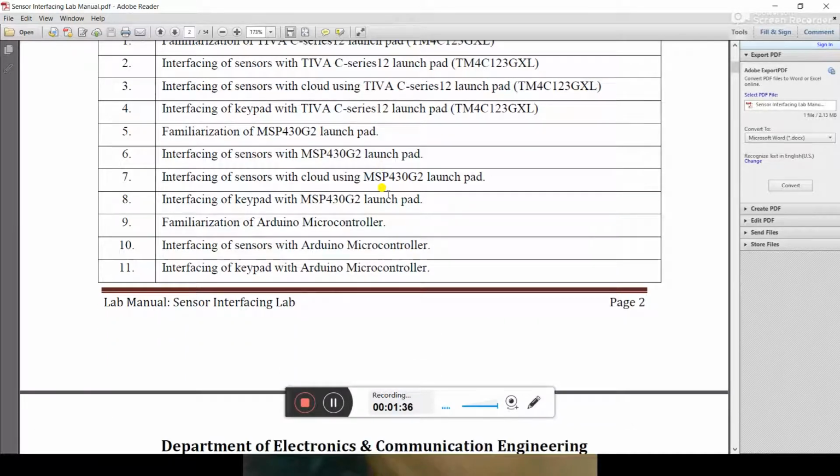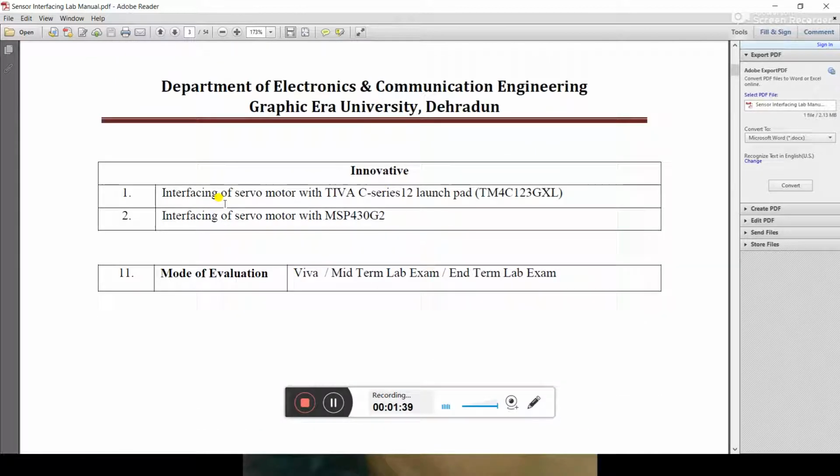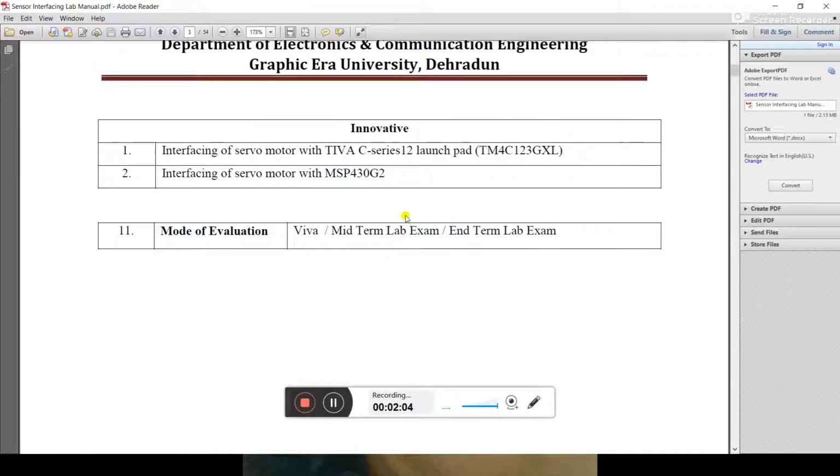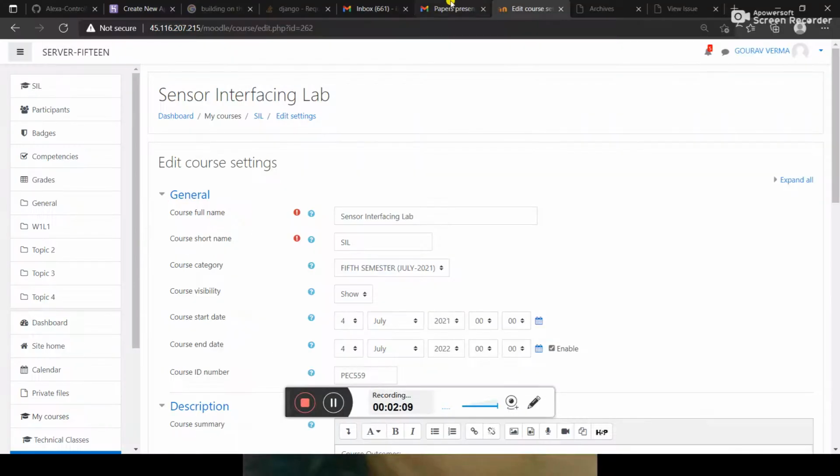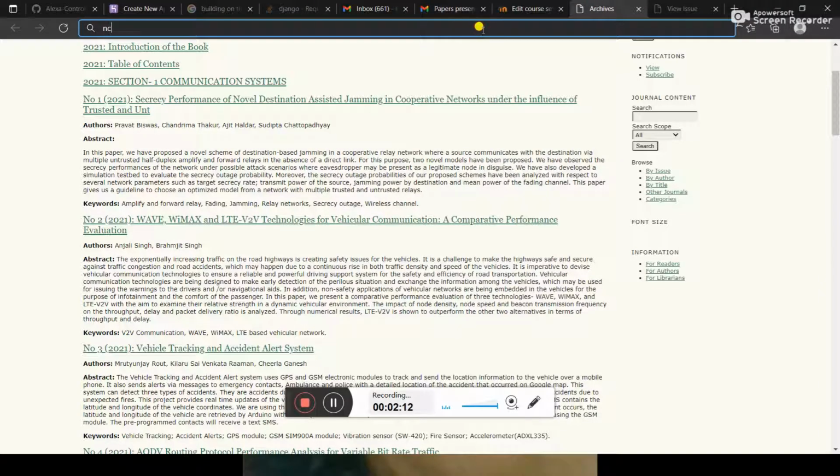So now I will discuss the servo motor. I will discuss the interfacing of a servo motor with the TIVA C series LaunchPad TM4C123GXL. We have already discussed this TM4C123GXL board, and now we will discuss what a servo motor is, what its applications are, and where it can be used. For that I will start my browser.